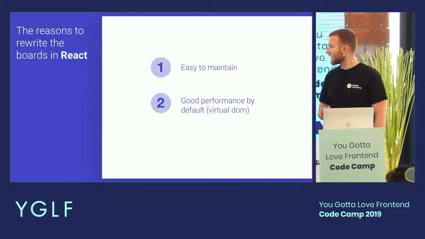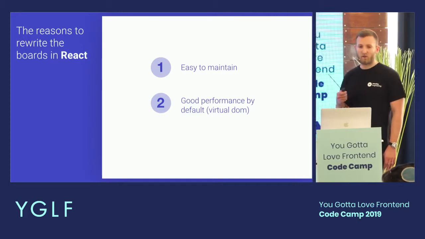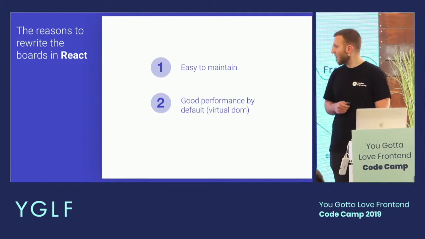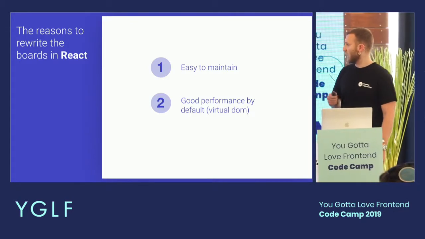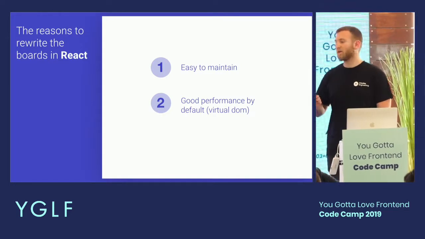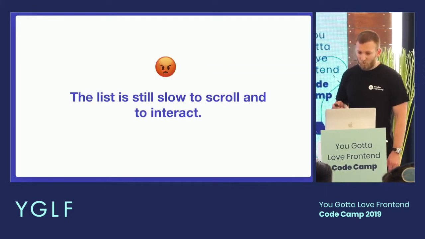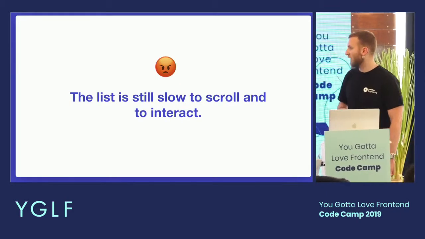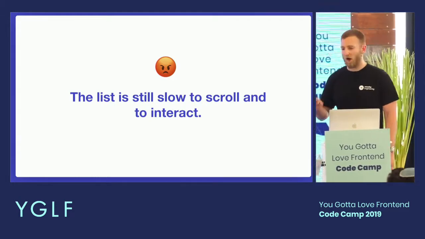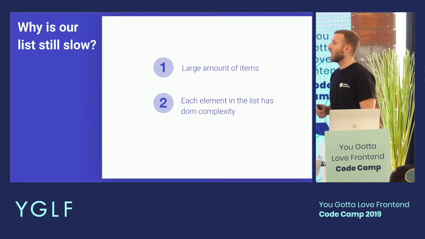What are the main reasons? The first one was that it was easy to maintain. Each component that we built, we can use all around the system. And second, it has good performance by default. As we saw, React implemented the virtual DOM, and it was great for us. So after we added all the functionality to the boards, we saw that it was still slow to scroll and to interact. And we understood that we needed to find a way to improve it.